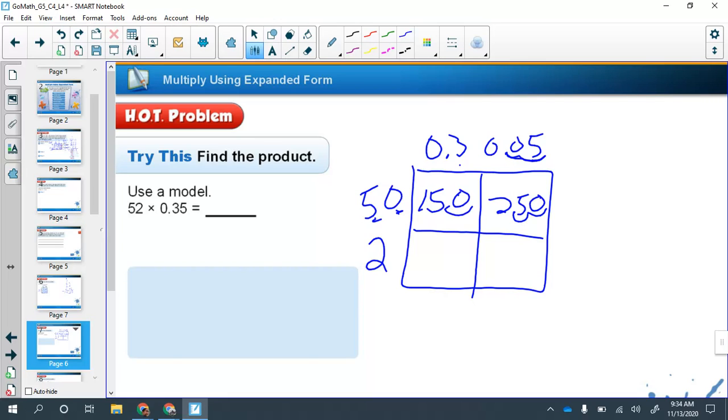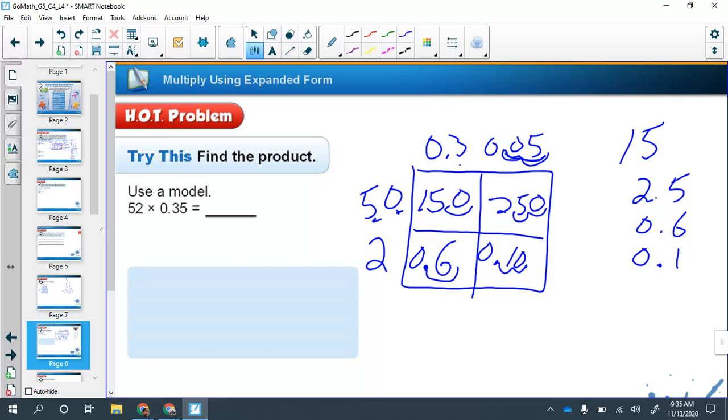Now I move on. 2 times 3 is 6. I have one decimal place in 3 tenths, so this is 6 tenths. 2 times 5 is 10, but I have 2 decimal places in 5 hundredths, so I need to move that in, and I get 1 tenth. Now I'm ready to add them together. I get 15, 2 and 5 tenths, 6 tenths, and 1 tenth, right? Again, any of these extra zeros that are back here behind the decimal, we don't need to worry about those.